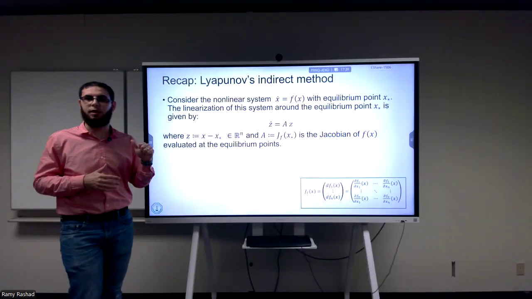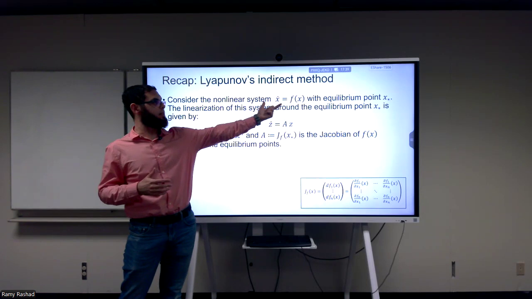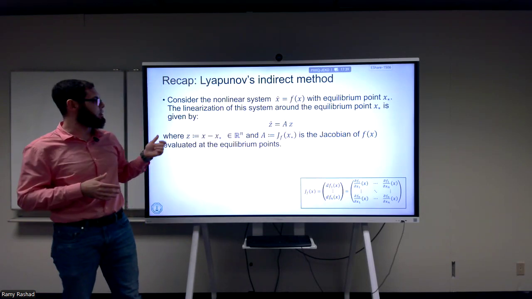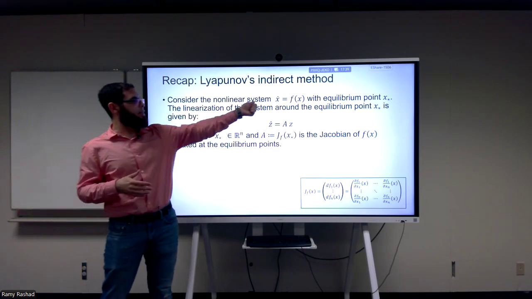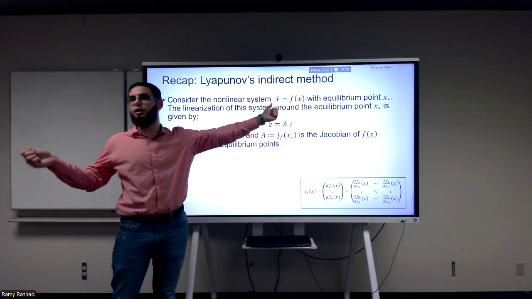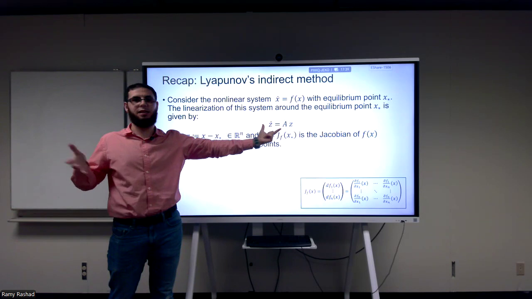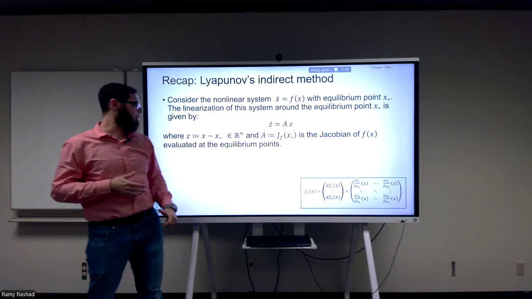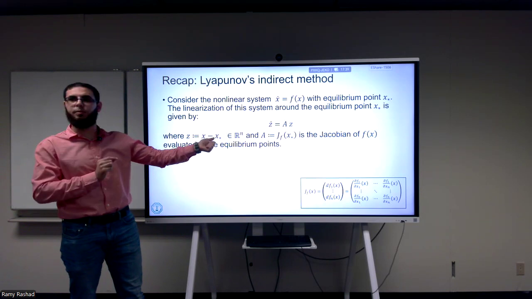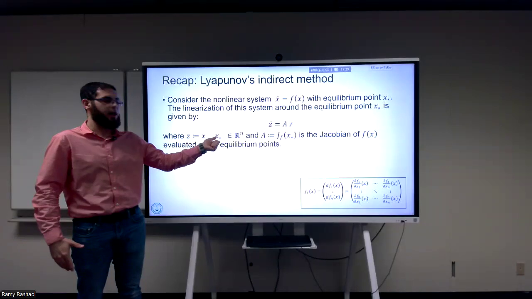Last time we talked about Lyapunov's indirect method. We say that x dot is equal to f of x. It has some equilibrium point or points, x star. Then we linearize this nonlinear system around each of these equilibrium points. We get linear systems of this form: z dot is equal to A z. Each one of these z's is a perturbation from the equilibrium point, so z here is x minus x star.